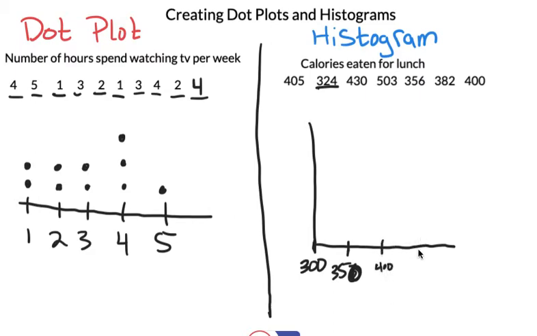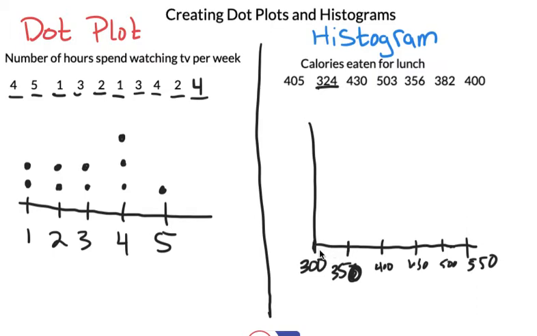So we have 400, 450, 500, and 550. Now here's the next thing that we have to do, is that we need a frequency. So just like with the dot plot here, we're trying to figure out how many times we saw the number 1.